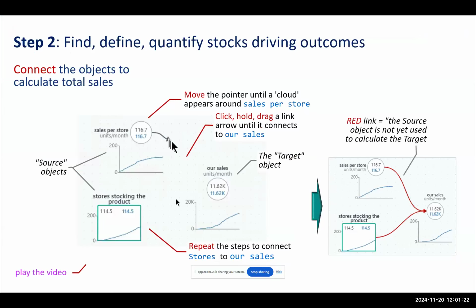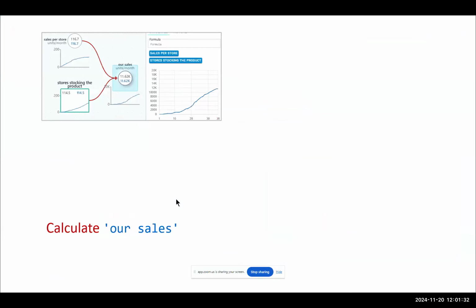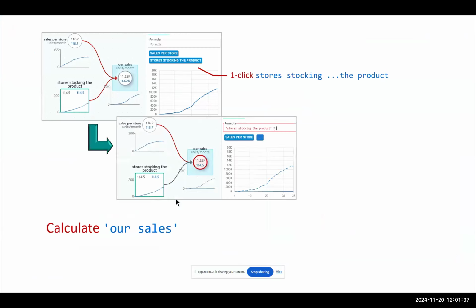Those red links, by the way, indicate that each of those source objects is not yet used to calculate the target. So we're not using those things to do any calculations yet. So now we need to do that calculation. So we click on the object we want to calculate, and we start completing the formula at the top right.